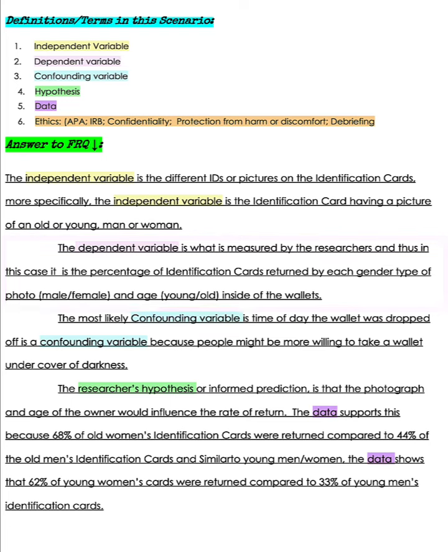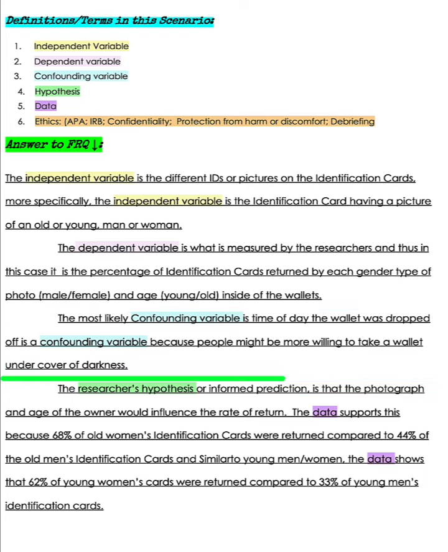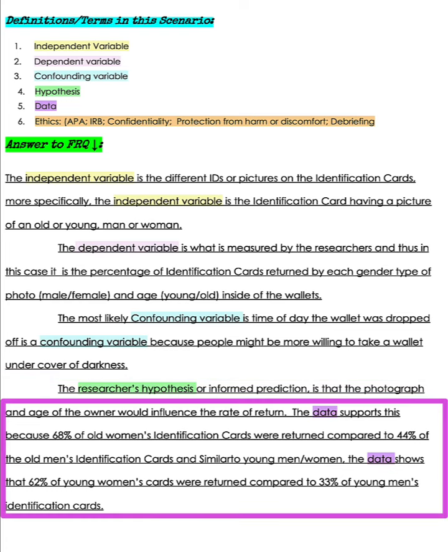The most likely confounding variable is the time of day that the wallet was dropped off in the amusement park. A confounding variable is something that you would think is responsible for the results that you're getting. And in this case, because people might be more willing to take a wallet under the cover of darkness, it skewed the data. The researcher's hypothesis, or informed prediction, is that the photograph and the age of the owner would influence the rate of return of the wallet.